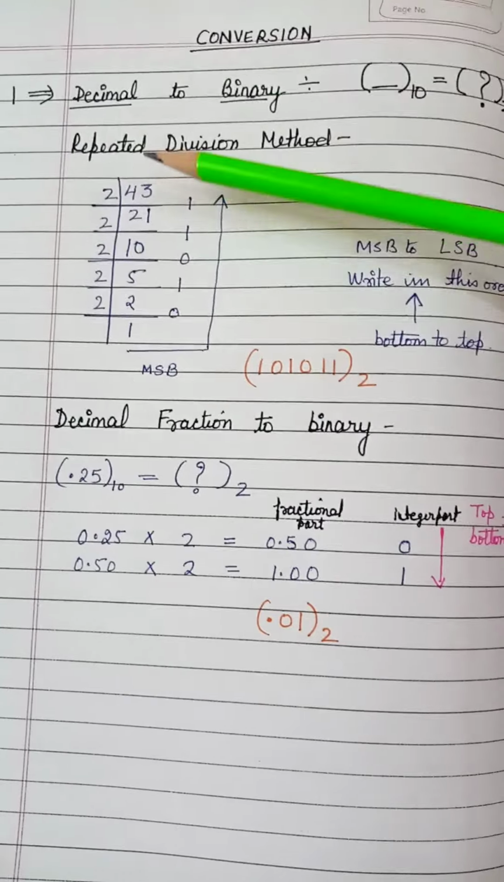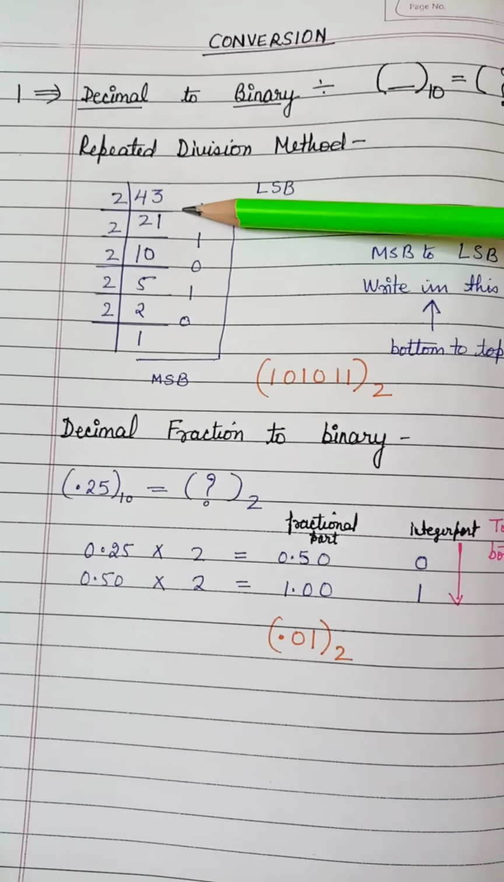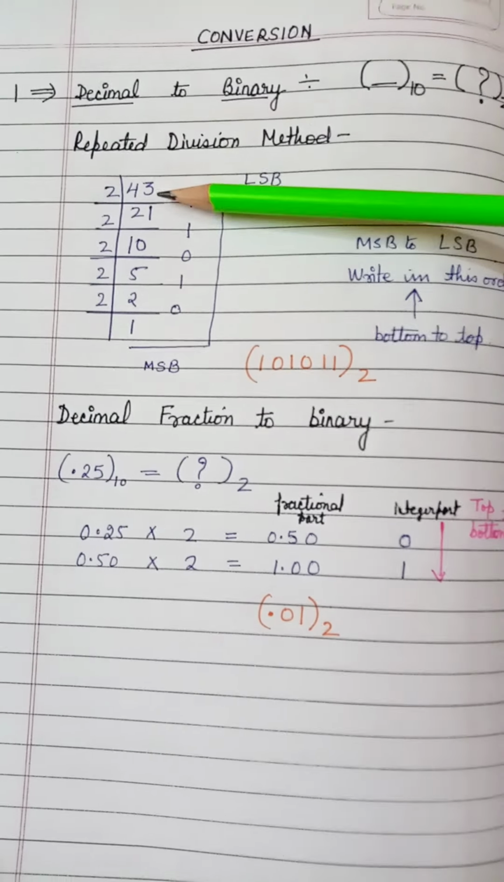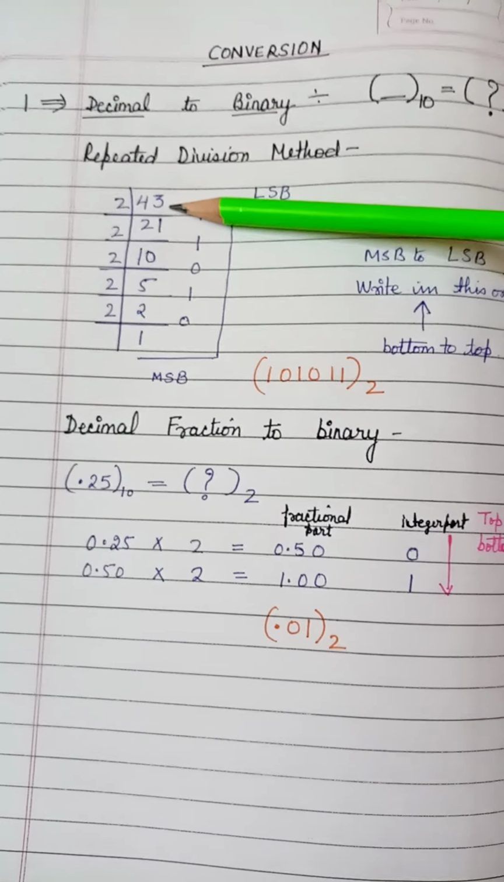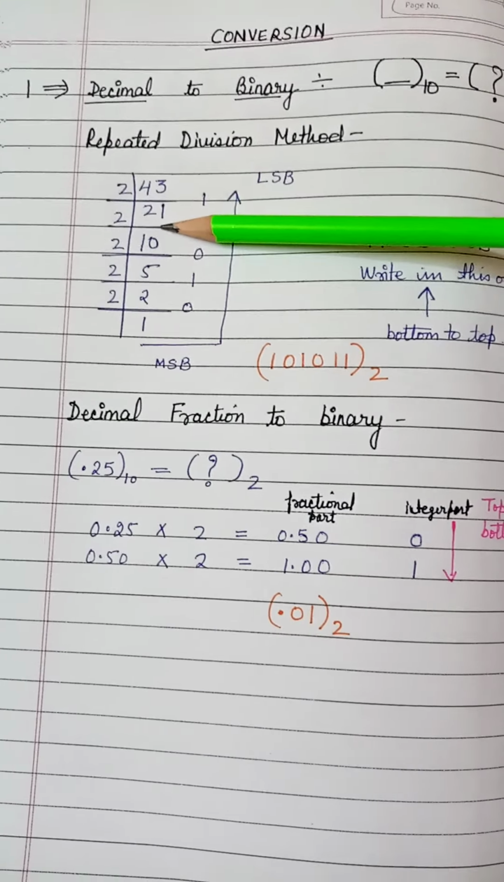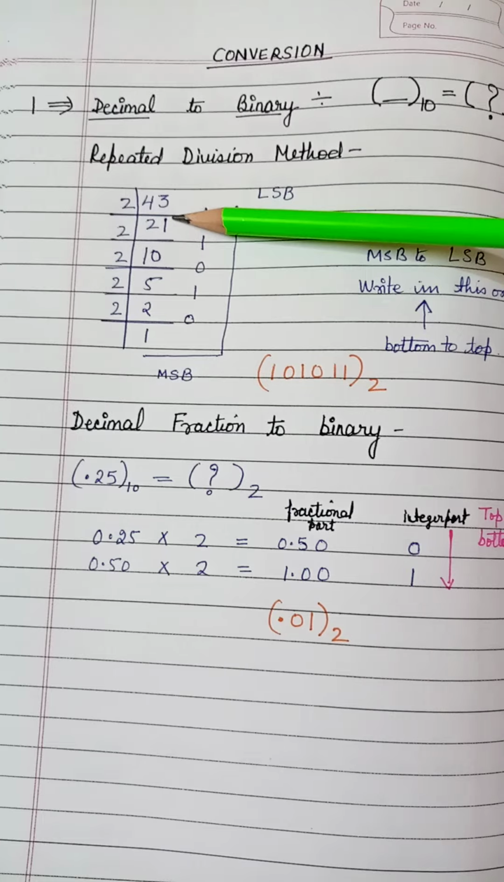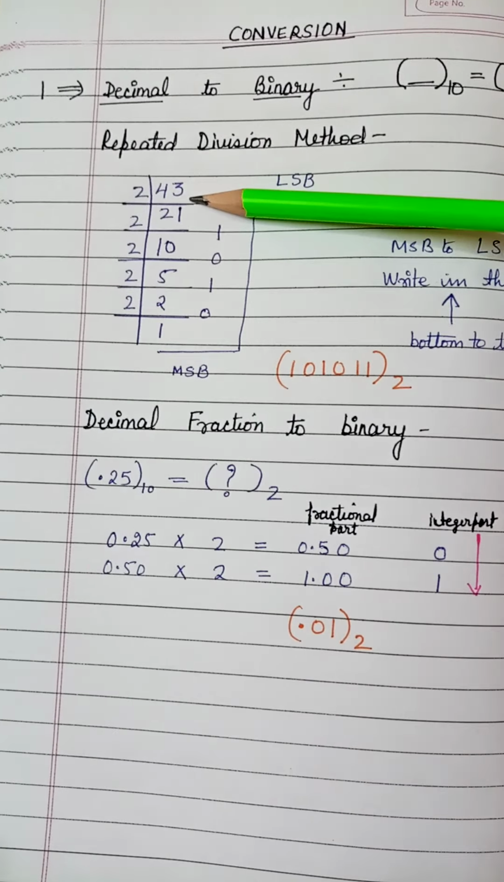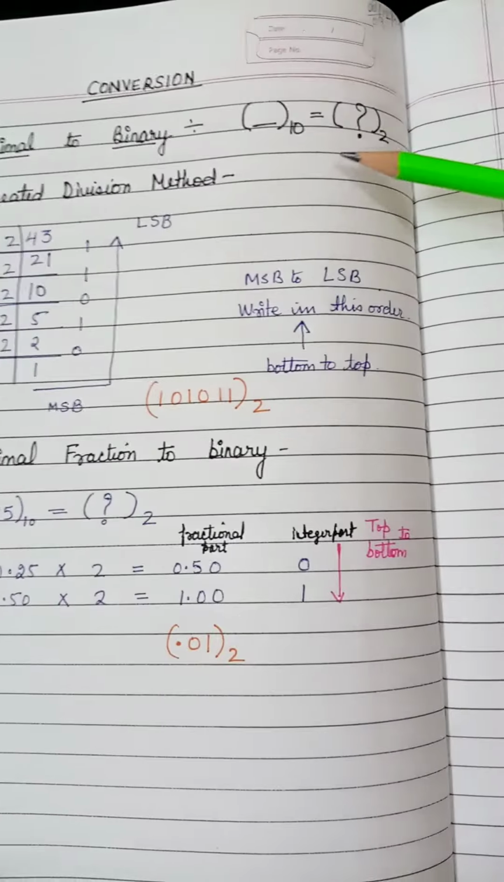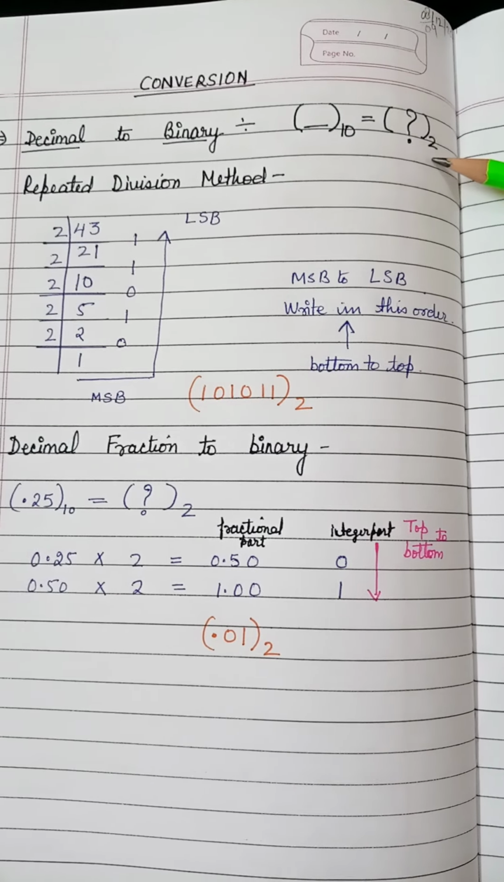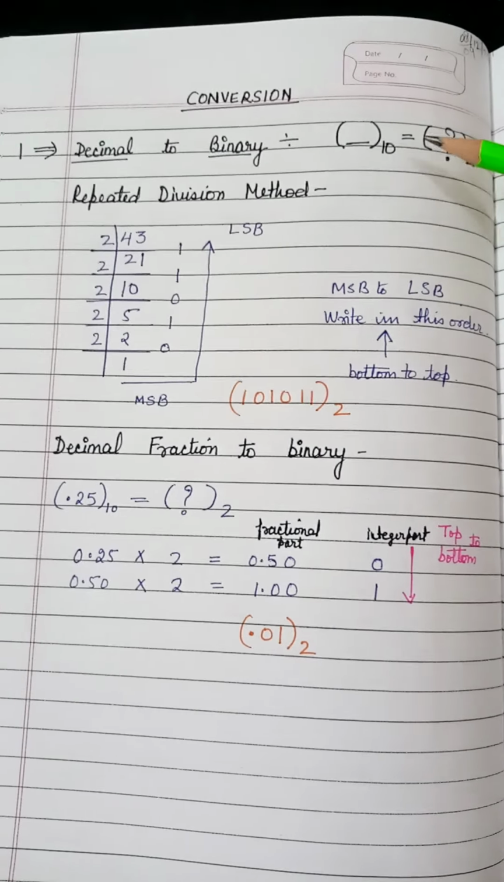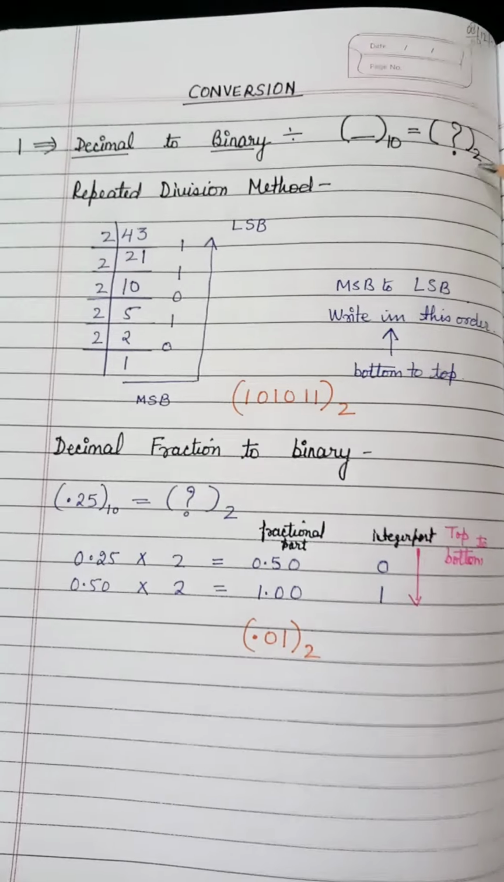Okay, so there is an example. We are going to divide 43 repeatedly by 2, as we have to calculate the binary equivalent of decimal number 43. Base 10 to base 2 we have to convert. Okay, decimal is base 10 and binary is base 2.